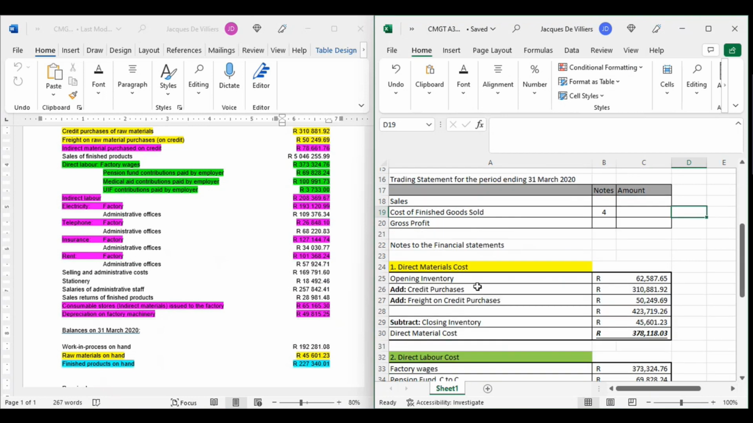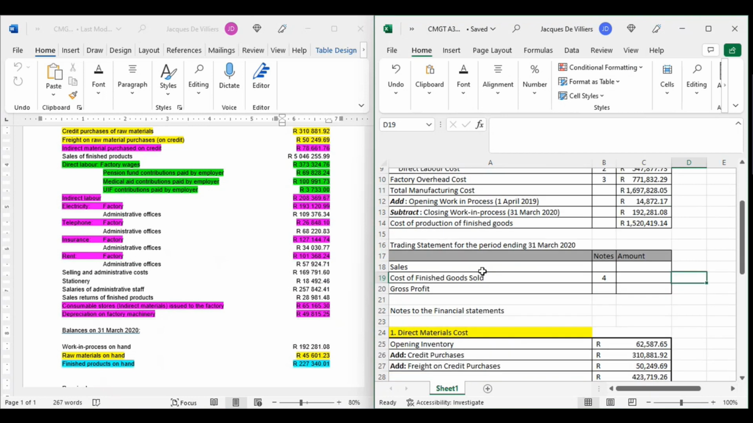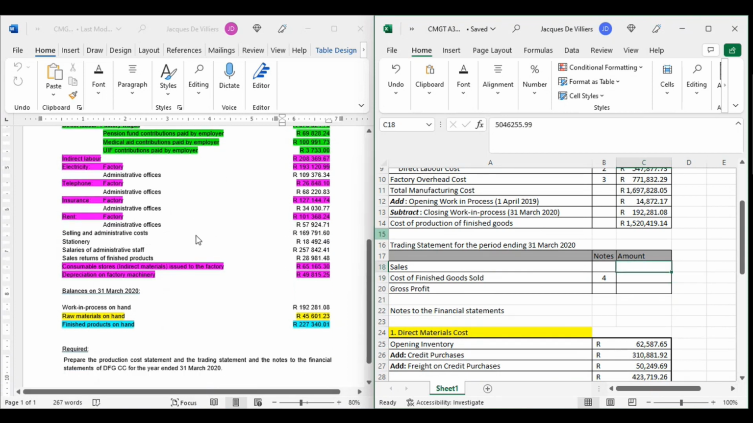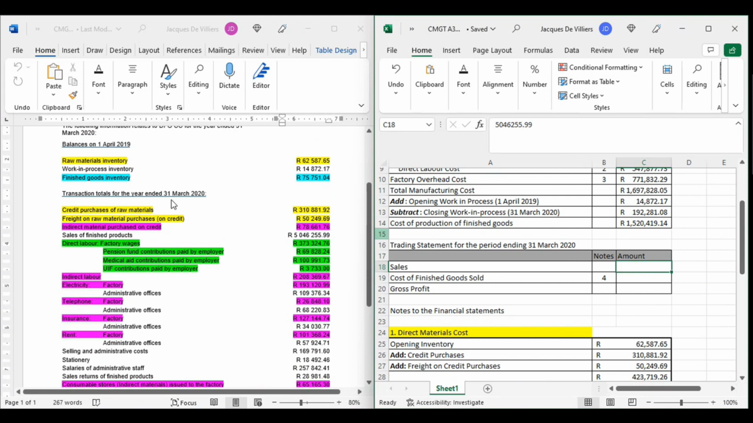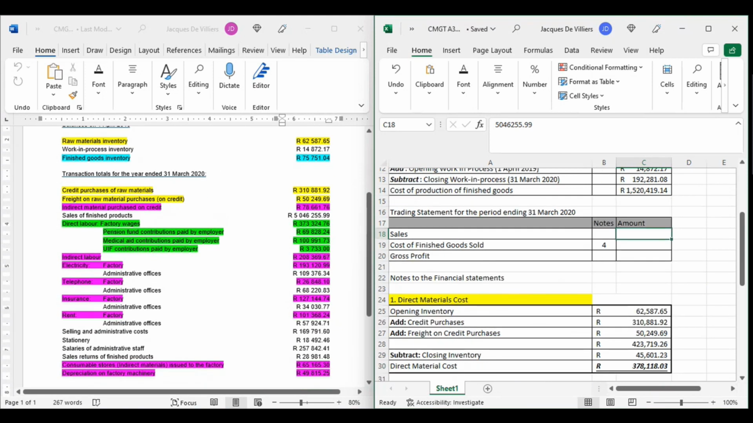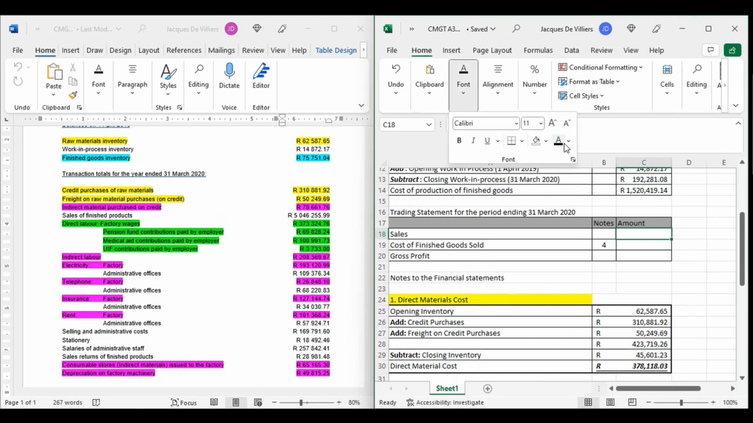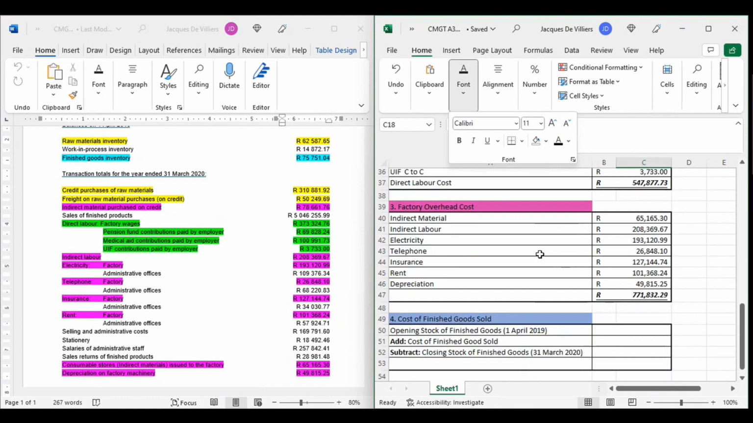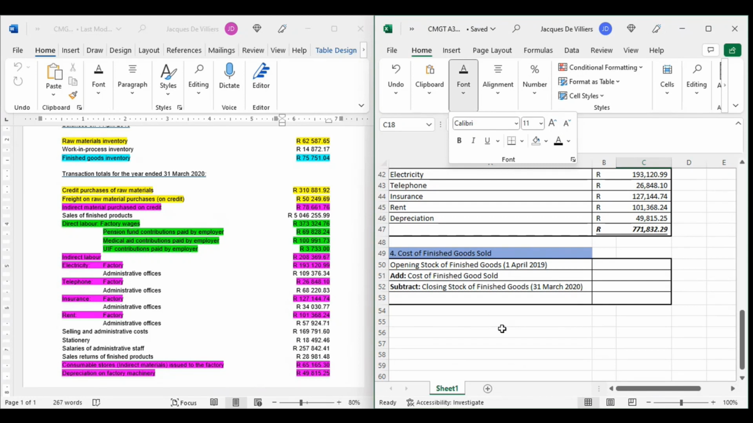Now we can do our trading statement. Okay. The sales is given. Sales of finished products is given, so we can just put in that amount that's a little over 5 million. And now we have to calculate the cost of our finished goods. And the cost of our finished goods, that is our note 4. And that is quite simple.